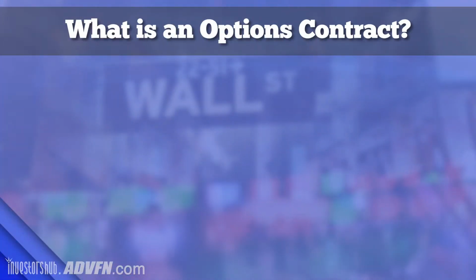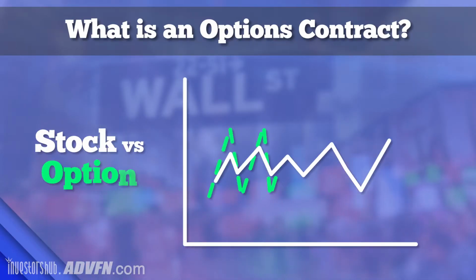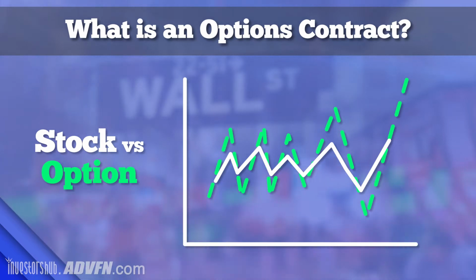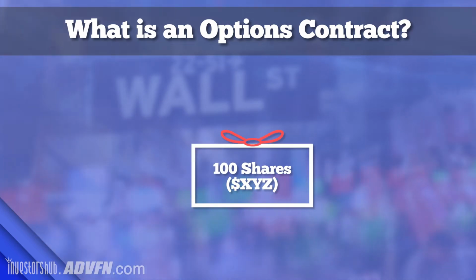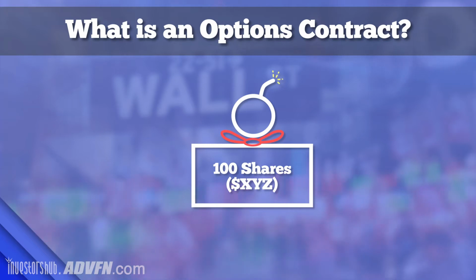Kicking it off, what is an options contract? Well, like I mentioned before, it's a time-sensitive financial instrument that magnifies the movement of the underlying stock that it's attached to. That magnification is why people purchase options contracts. A bundle of 100 shares gets tied up in some ribbon with a little bow on it. Then the gift giver puts a countdown clock on that bow.